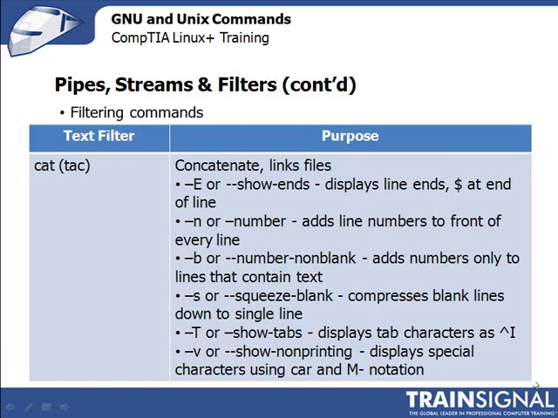-E or --show-ends displays line ends, and that's the $ at the end of the line. -n or --number adds line numbers to the front of every line. -b or --number-nonblank adds numbers only to lines that contain text. -s or --squeeze-blank compresses blank lines down to a single blank line.